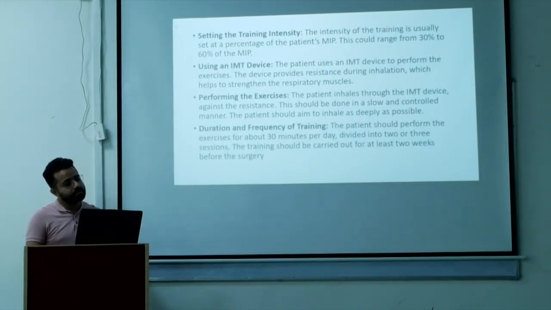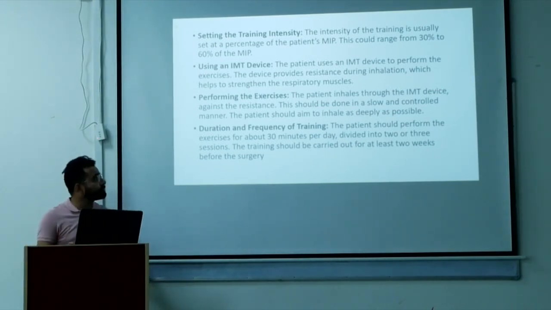Then setting the training intensity. The intensity of the training is usually set as a percentage of the patient's MIP. That could range from 30% to 60% of MIP. Using the IMT device, the patient performs the exercise. This device provides resistance during the inhalation, which helps to strengthen the respiratory muscles.